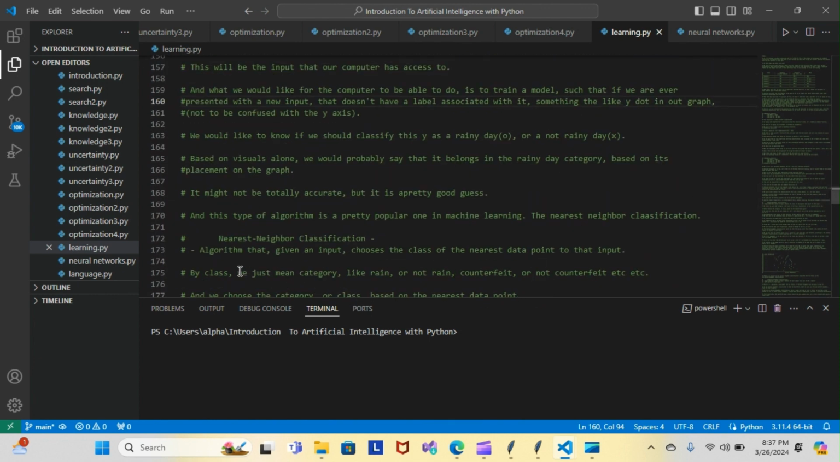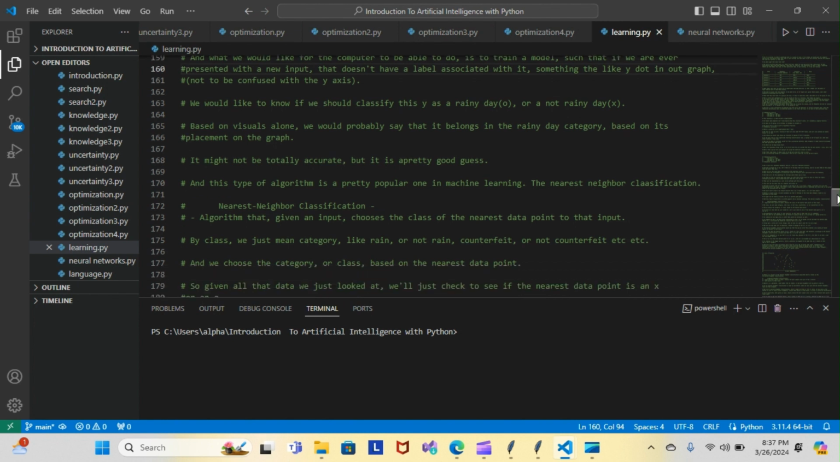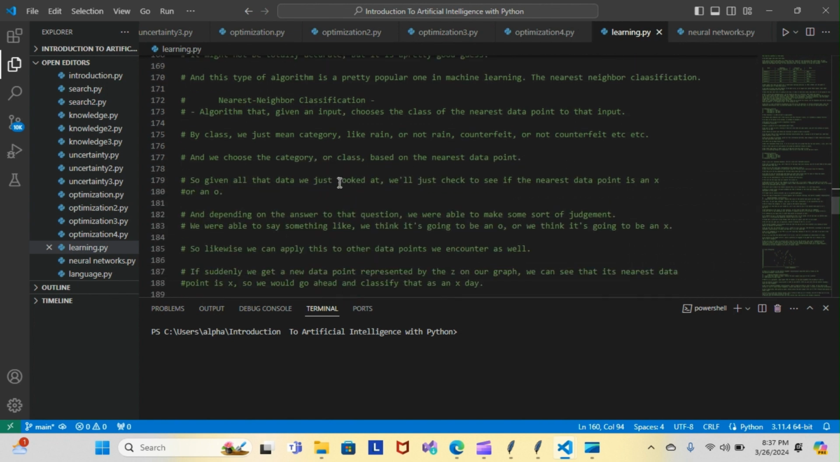All right, so let's keep on reading. We choose the category based on class. Given all that data we just looked at, we'll check to see if the nearest data point is an X or an O, like I just explained to you. Depending on the answer to that question, we are able to make some sort of judgment. We are able to say something like we think it's going to be an O or an X, depending on where it's placed.